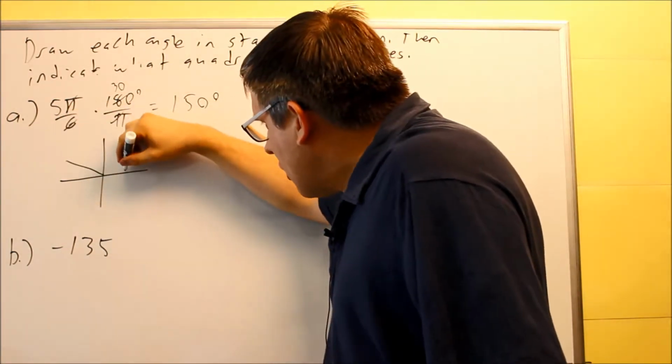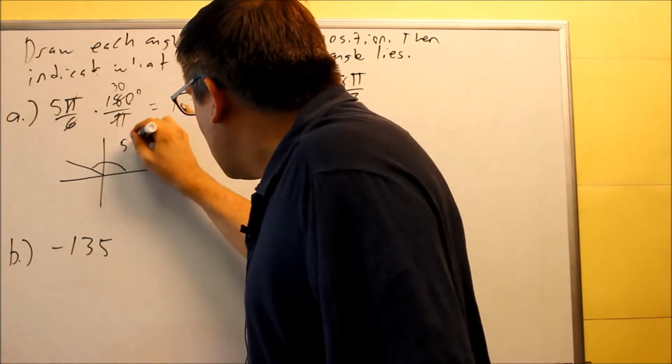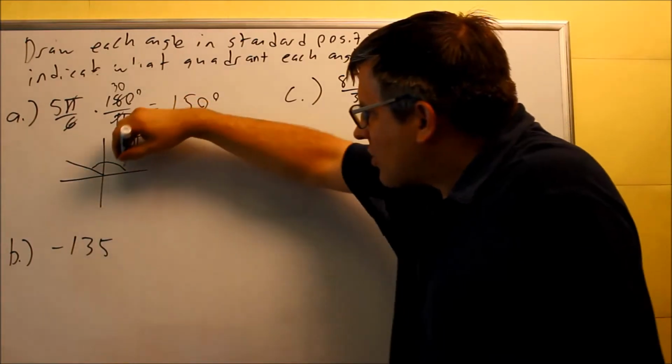We're just looking for a rough sketch. So that right there would be your 150, but I'm going to label it 5 pi over 6, since that was what the original angle was. So that's going to be over here.